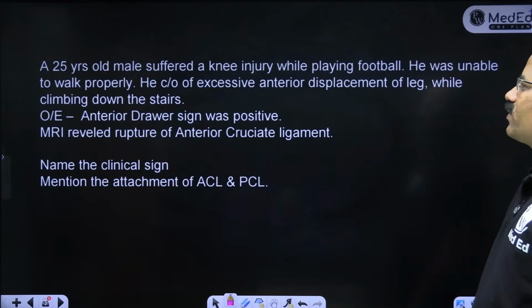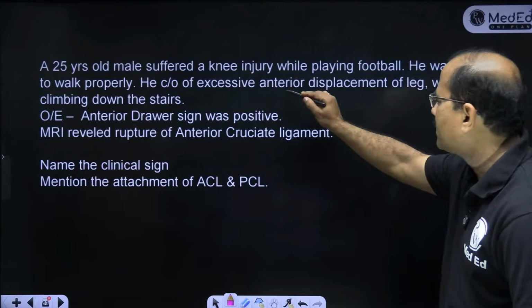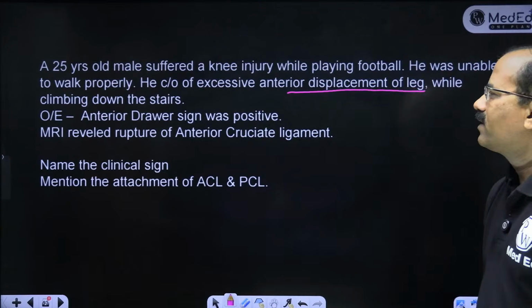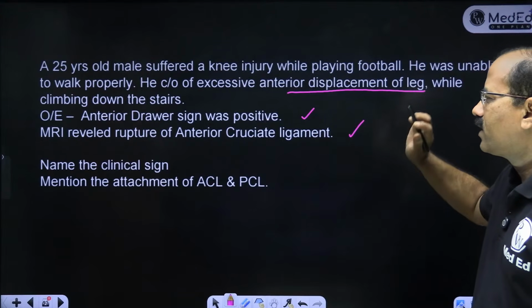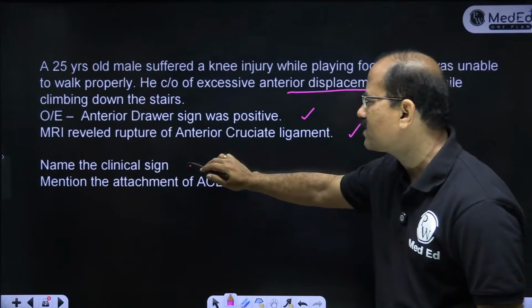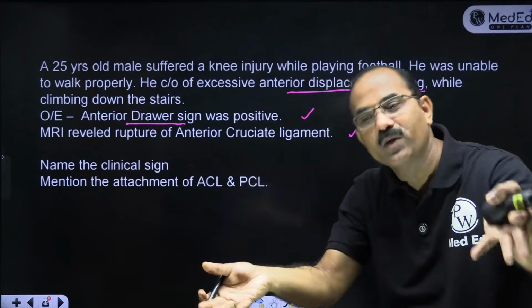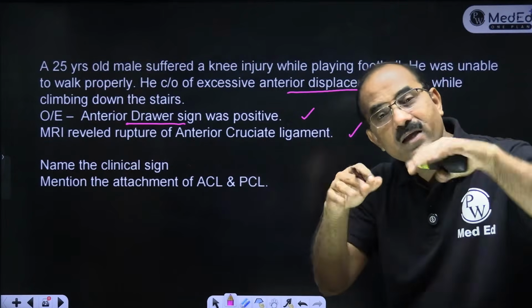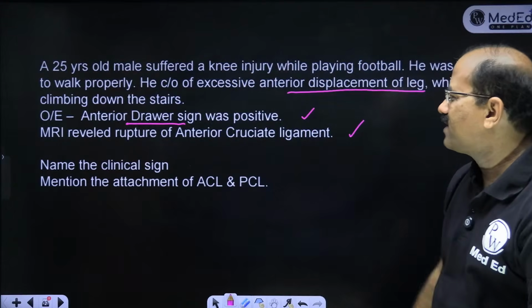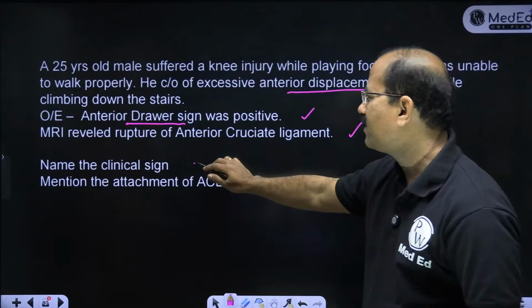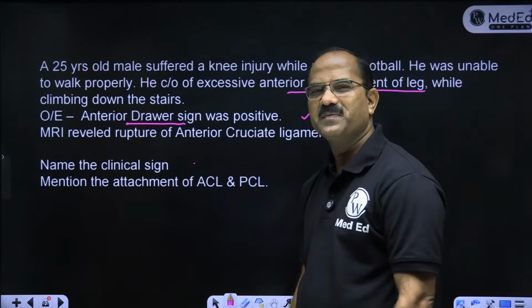One more for you. Answer. A 25 years old male suffered a knee injury while playing football. He was unable to walk properly. He complains of excessive anterior displacement of the leg while climbing down the stairs. Anterior drawer sign was positive. Anterior cruciate ligament rupture has happened. So what is this clinical sign? This is the anterior drawer sign. Sometimes the answer is there in the question itself, if you can understand that. Look, anterior drawer sign. It's an injury to the anterior cruciate ligament. Name the clinical sign: that is the anterior drawer sign. And then you have to remember the attachments of ACL and PCL.